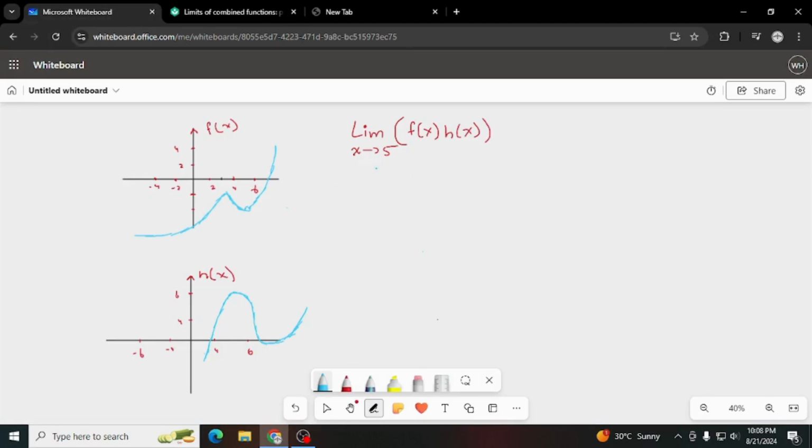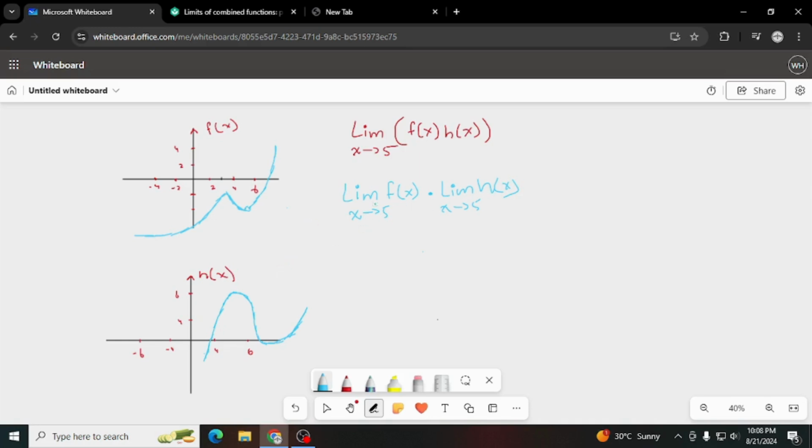All right, so we are asked to find the limit as x approaches 5 of f of x times h of x. We've seen a property of the limits when the functions are being multiplied. It's pretty much the same. We see the limit as x approaches 5 of f of x, and this whole thing just multiplies by the limit of the second function as x approaches 5 of h of x.